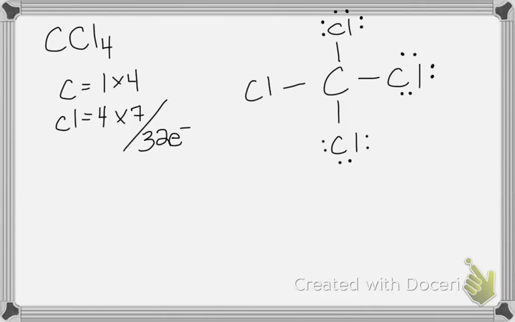Okay? In order to have an 8, I've got to add 6 to that. So it'll always be 2 before you start? Yes. Well, if there's 1 bond, it has 2.